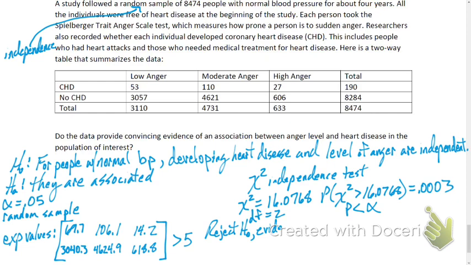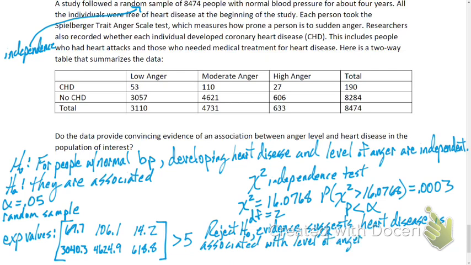Evidence suggests heart disease, maybe you should say developing heart disease, is associated with level of anger for people with normal blood pressure.